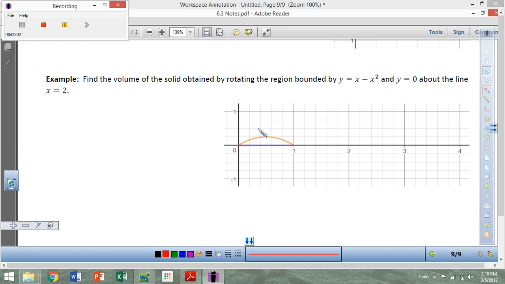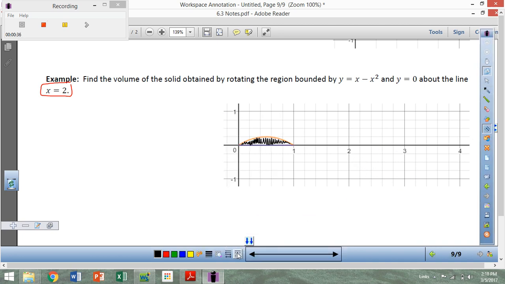Okay, in this video I want to talk about what happens when we take some region and we revolve it about a line that's other than the x-axis or y-axis. So in this case I'm going to revolve this region about x equals 2, and my integral is going to be a little bit more difficult because of that. The same is going to apply if we do it about y equals some number. So I'm just going to do one video and talk about what happens if we revolve this about something other than the x-axis or y-axis.